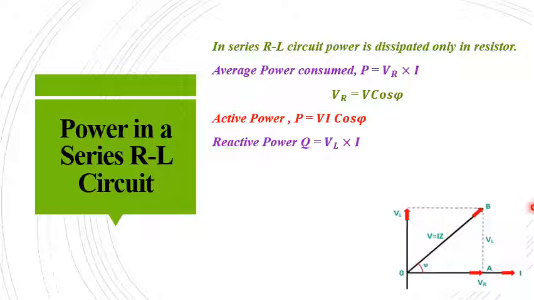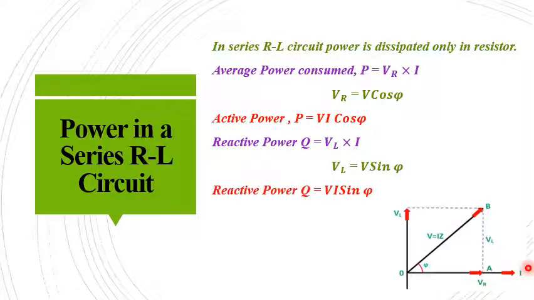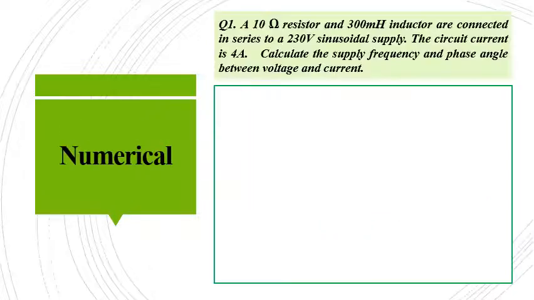Then from the phasor diagram we can see that VL is V sin phi, because sin phi is VL by V. So VL will be V sin phi. Substituting for that we will get reactive power Q is equal to VI sin phi. Next we can see some of the problems in RL circuit. Please go through this question.